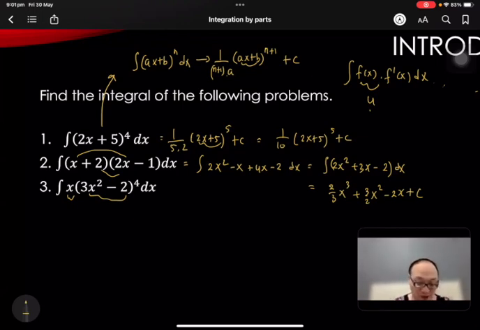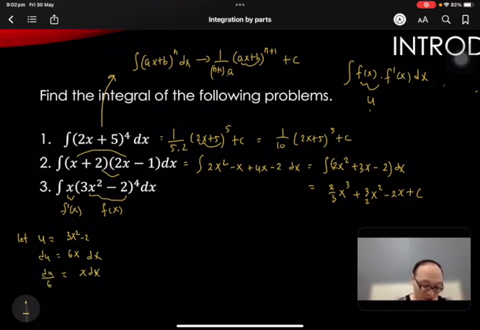In this case, 3x squared minus 2 will be the f(x). Now I can let u equal 3x squared minus 2. So du will be equal to 6x dx. So I can rewrite x dx as du over 6. Now we can see that x dx is part of the derivative of u. We have x and dx here, as part of the derivative.